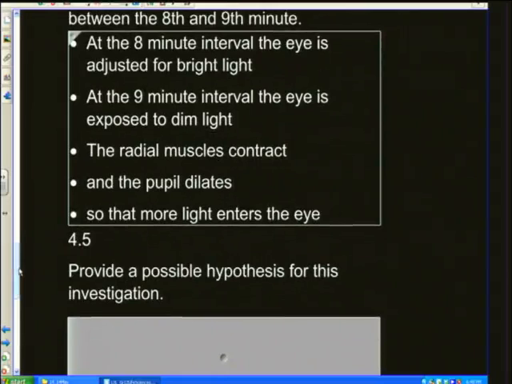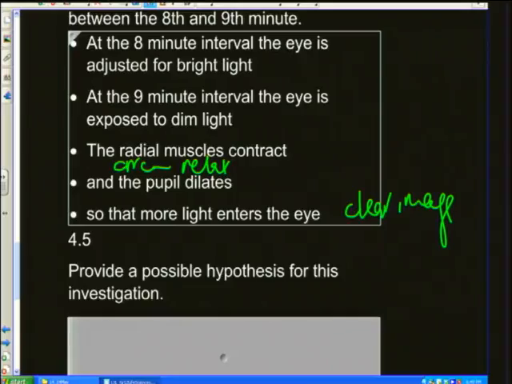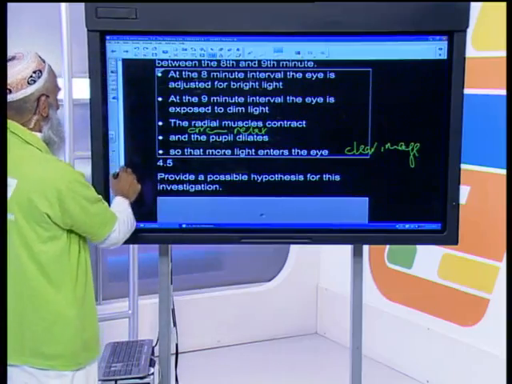Again, the radial muscles contract, and what's missing in between? The circular muscles relax, and the pupil dilates so that more light enters, so we get a clear image. Try to keep those small details in. Don't leave them out, otherwise you're losing marks.